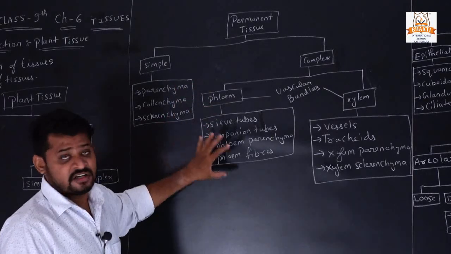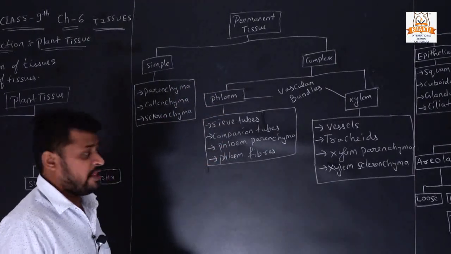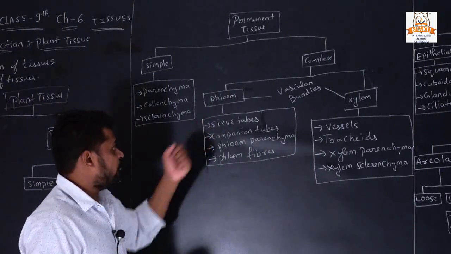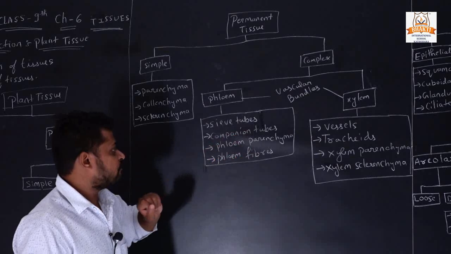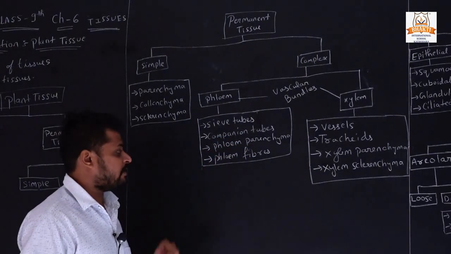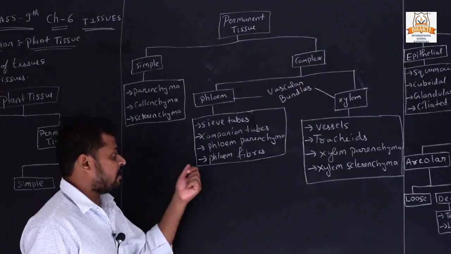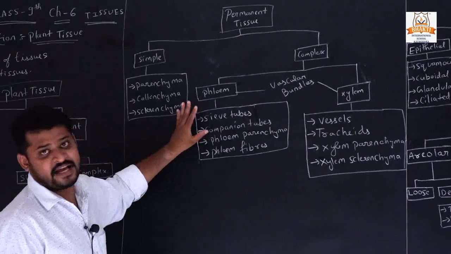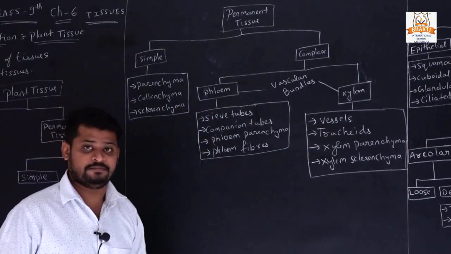The functions the phloem performs, and the parts they have in phloem: one is sieve tubes, one is companion cells, third one is phloem parenchyma, and the last one is phloem fibers. So these four are the subparts contained by a phloem.